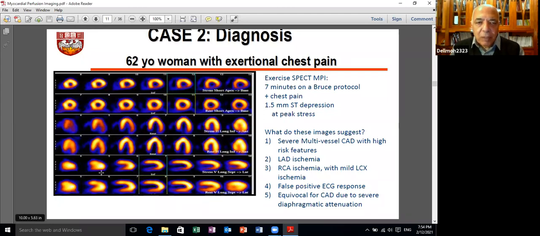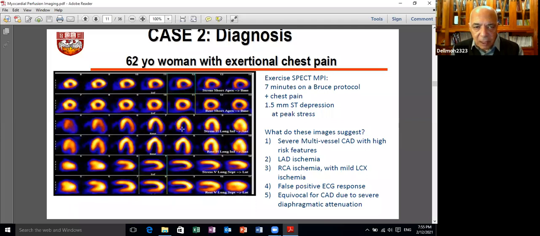Now, if you look into the tracing, you will find here this area is ischemic, and during rest it disappeared. So the inferior wall, which is the territory of the right coronary artery, has impaired flow. It's a reversible ischemia, and at the same time, if you look into the circumflex territory, if you look here, this is an ischemic area. During rest, it disappeared, less evident here and less evident here.